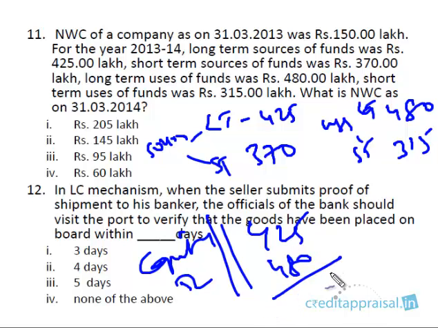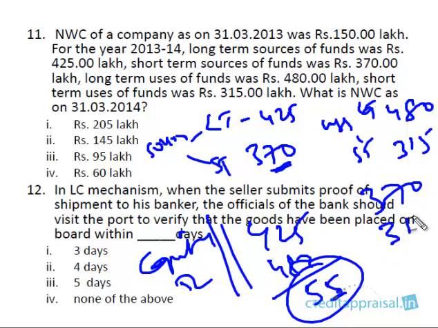So if you calculate, there will be a 55 lakhs deficit. The company has got a 55 lakh deficit on the long-term front. Only 425 lakhs of long-term sources, whereas it spent 480 on the long-term uses. So 55 lakhs was the deficit. From where did the company get this 55 lakhs? Short-term funds. See, the short-term sources was 370, whereas the short-term uses was only 315. Here we got a 55 surplus, there a 55 deficit.